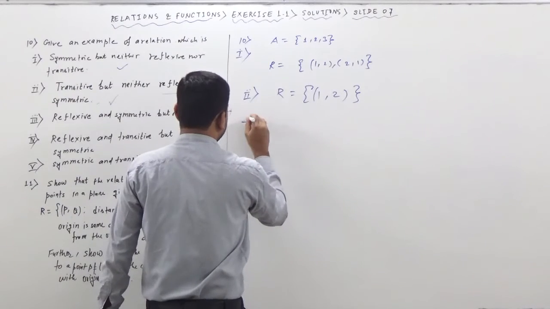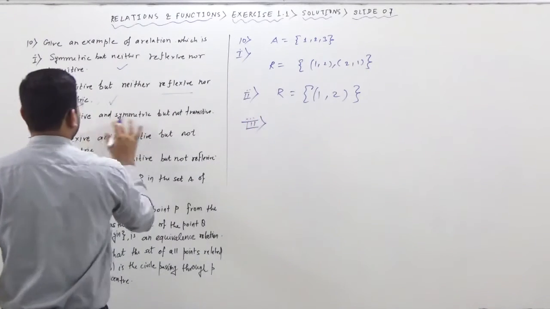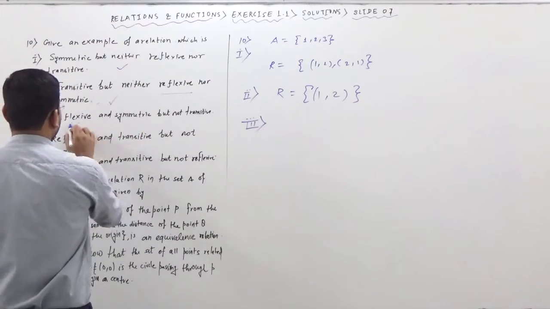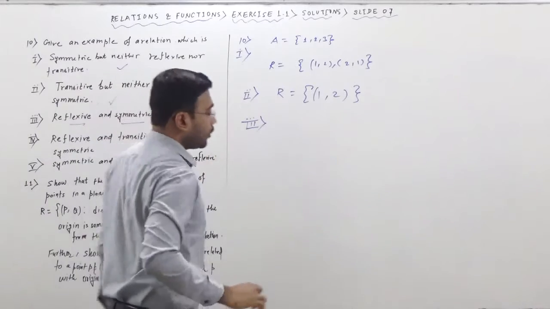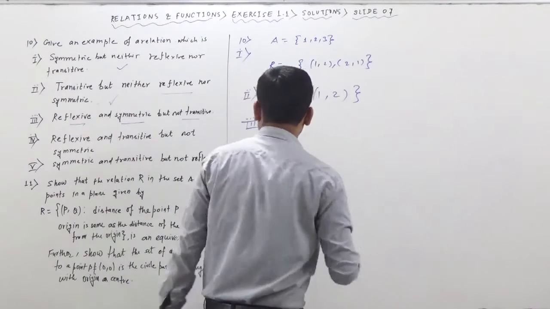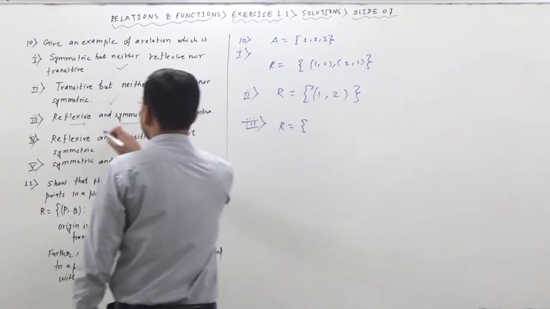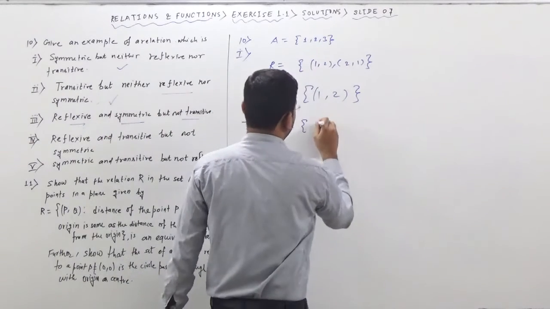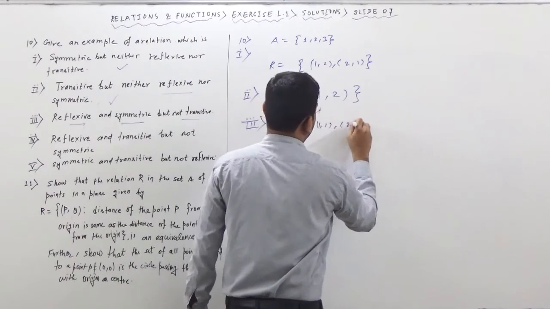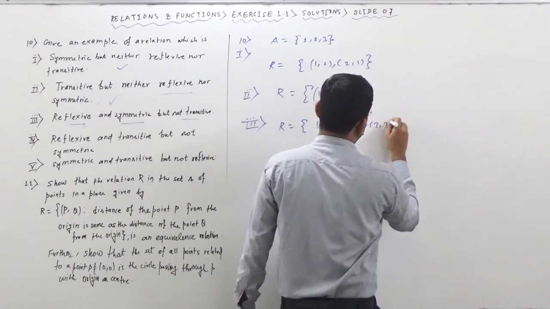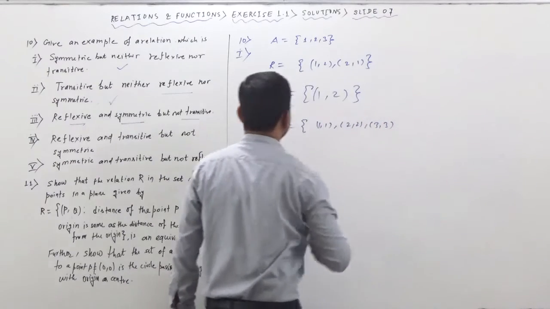Third one, reflexive and symmetric but not transitive. Here it needs to be reflexive and symmetric, but it need not be transitive. So we have to take care of that. So make it accordingly. For making a reflexive relation, you need to what? 1 comma 1, 2 comma 2, 3 comma 3. This is now a reflexive relation.